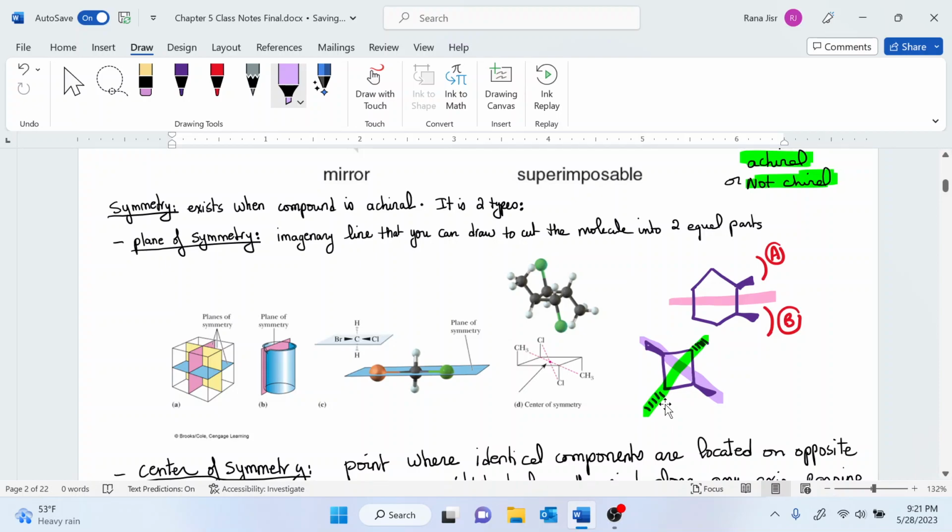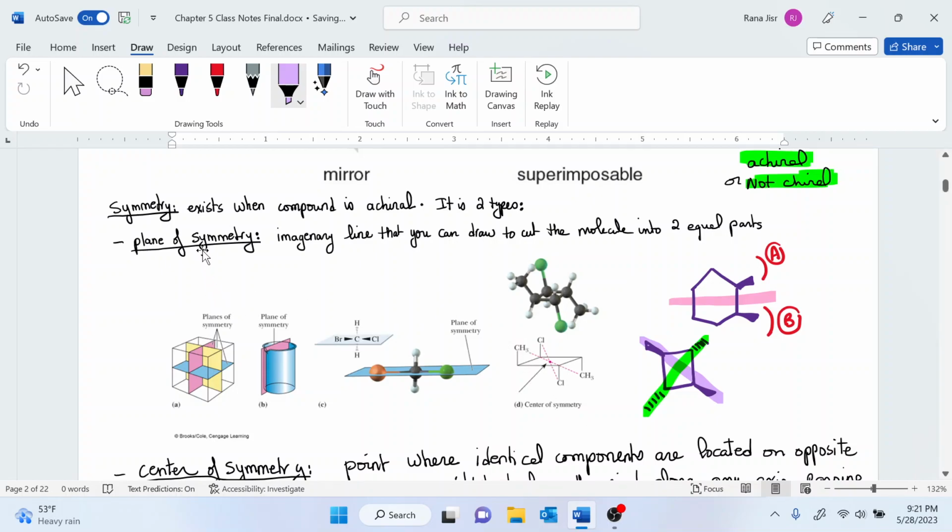So the moment you see that you can draw a plane of symmetry, then this means that the molecule is not going to be chiral. It's an achiral molecule. We'll talk about this as we proceed.